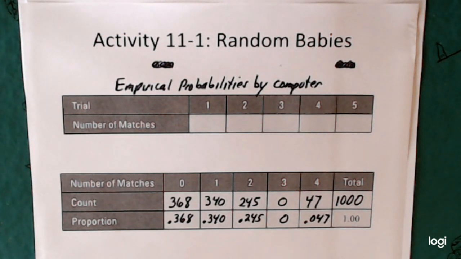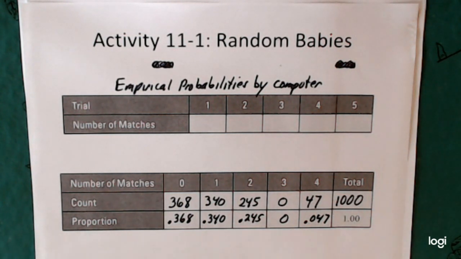Okay. All right, so those are our empirical probabilities, right? Because we simulated this so many times, we have some reasonable confidence that that's the way things would work, right? We expect that on average, about 25% of the time, we're going to get 2 matches, okay? So that's the empirical probability.